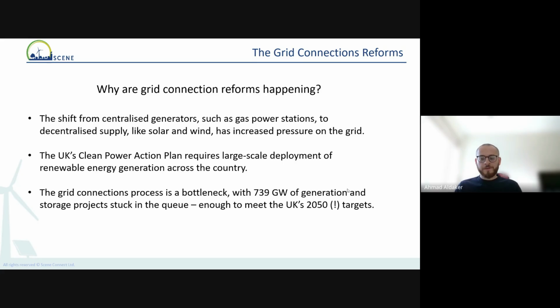a similar thing. To explain the scale of this, NESO estimates that there's about 739 gigawatts of generation and storage projects stuck in the queue, which is 4 times the capacity required to meet the UK's 2030 goals set out by the action plan, and enough to meet the 2050 net zero targets.